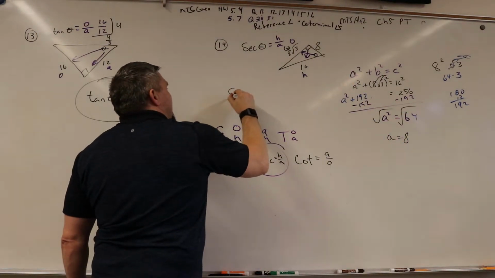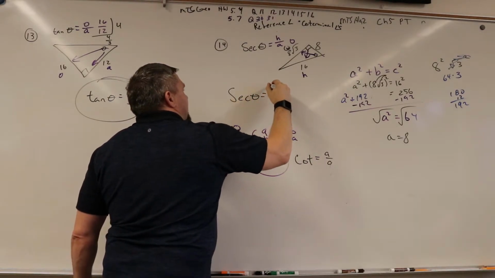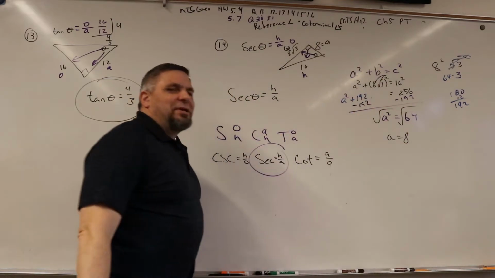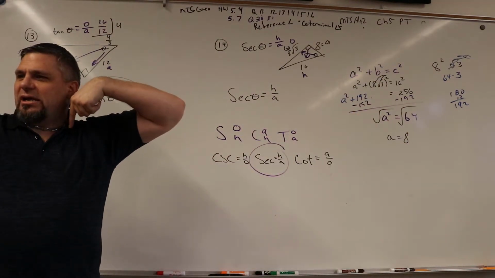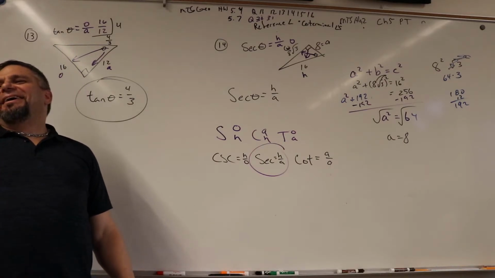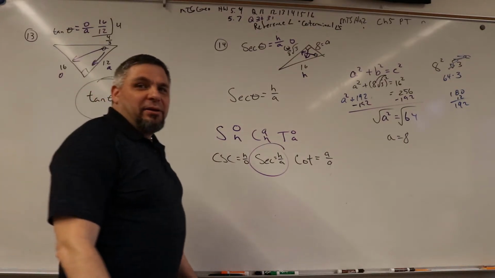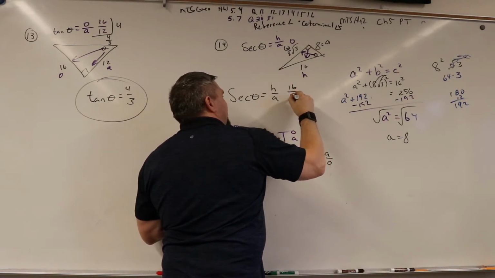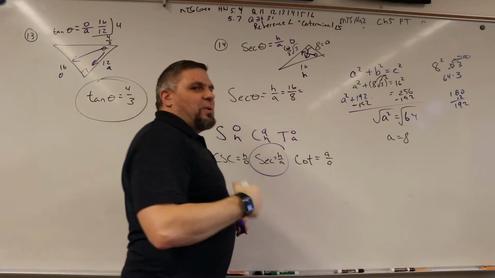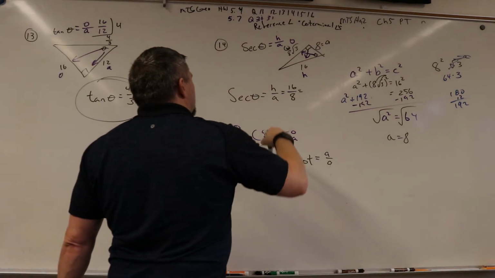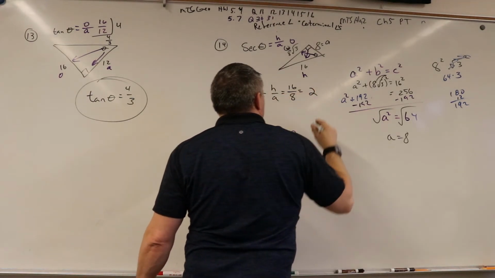So secant of theta is equal to H over A. Oh look, it was A and it's also A, like adjacent. That really is funny. But anyway, 16 over 8, which is what? 2. So secant of theta equals 2.